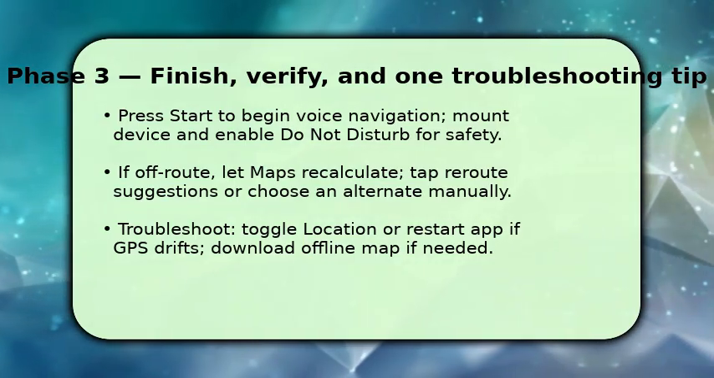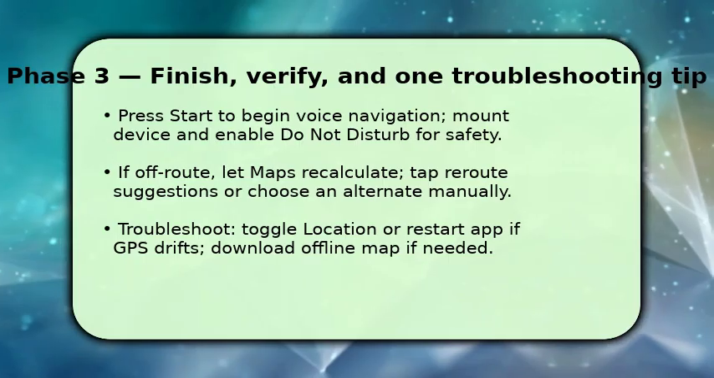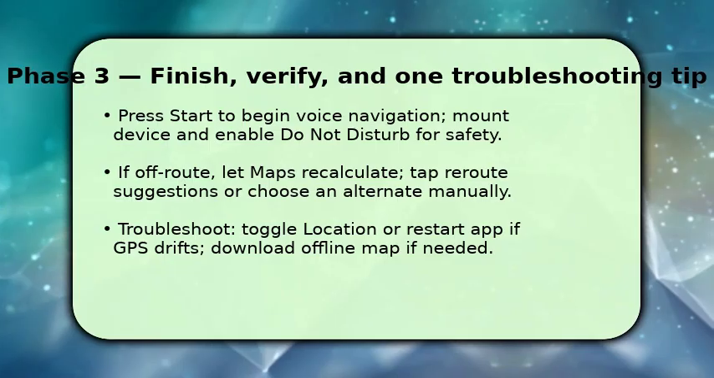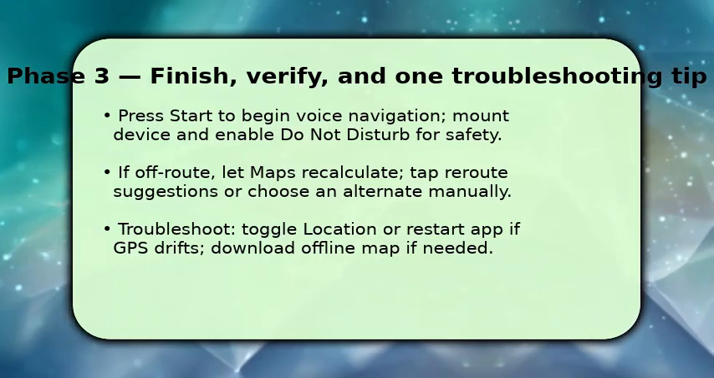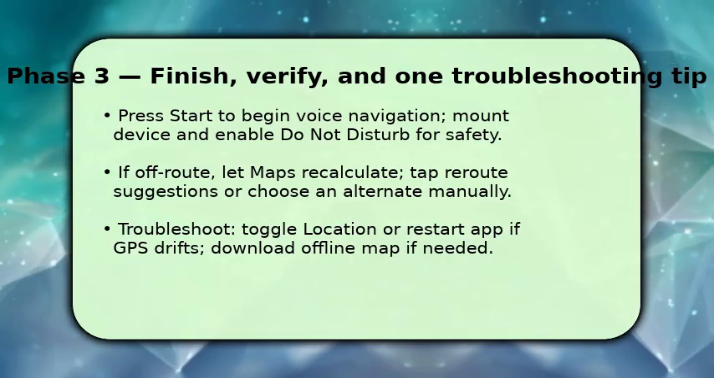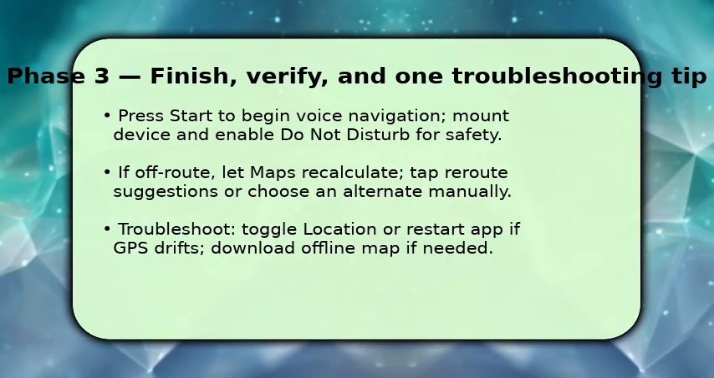If GPS drifts or guidance lags, toggle location, close and reopen the app, or restart the phone. These steps reset GPS locks. Finally, if you expect no signal, download an offline map before you leave so navigation continues without data.